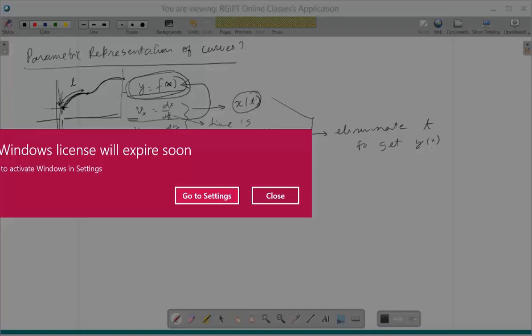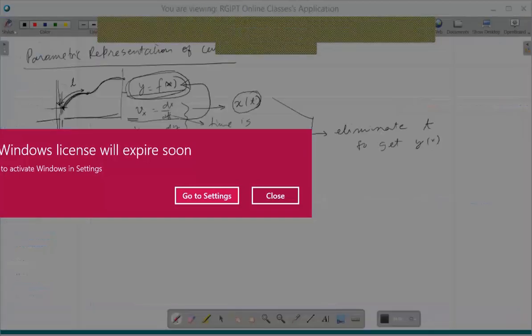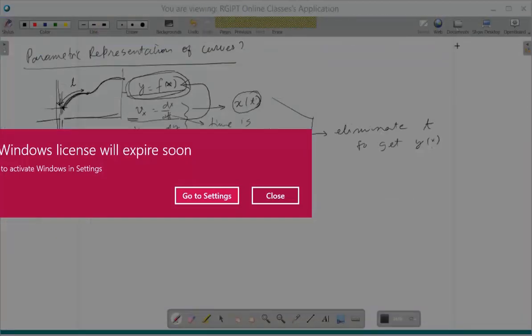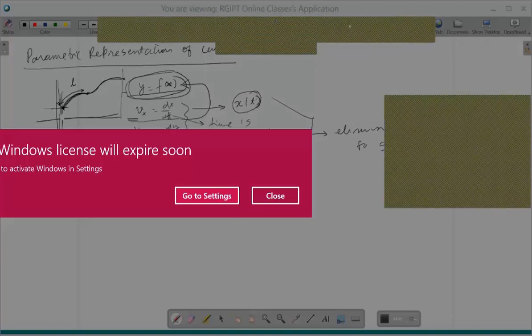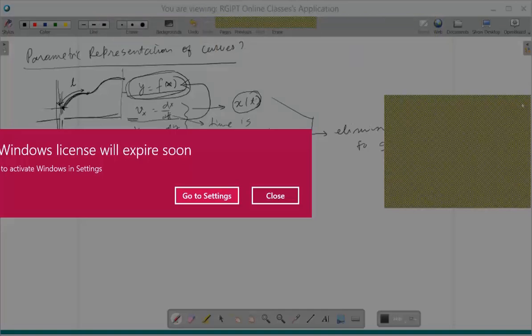You must be having class now, I suppose. I have exceeded my time limit, so I will stop the class. We'll start from here. All right. Any question? I will stop the class.